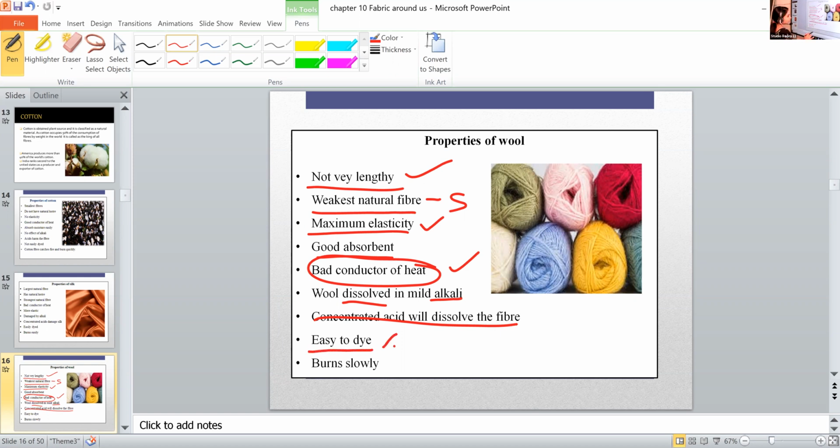It's a difference, right? In cotton, how is it, Reena? In cotton, is it easy to dye or not? Not easy to dye, but in wool it is easy to dye. And the last one, the thermal property: it burns slowly. In cotton, it catches fire very quickly, but here it burns slowly.